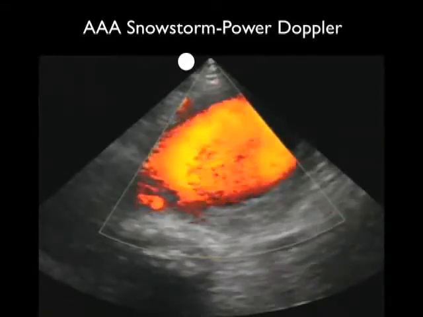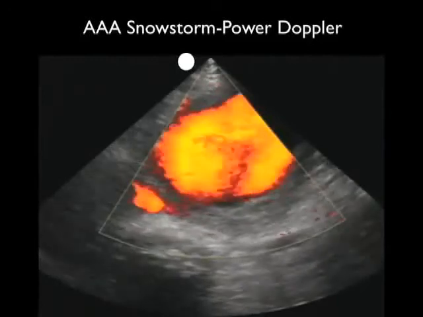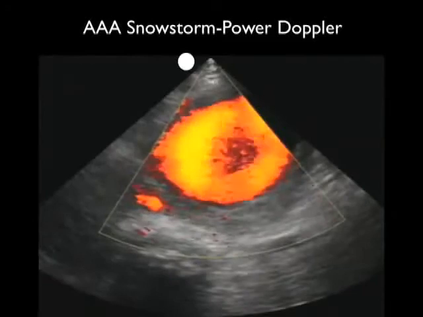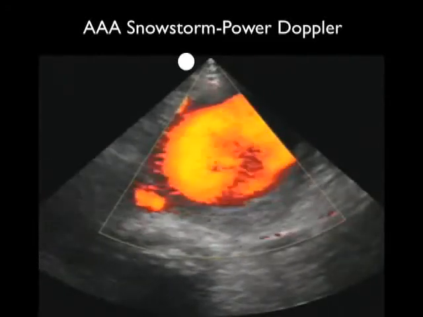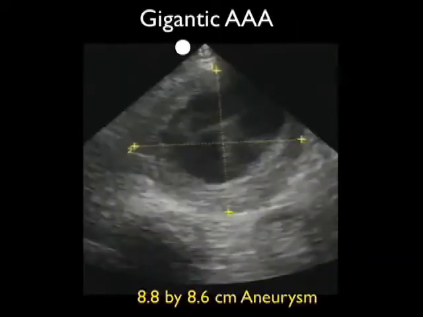AAA. Here we're putting color power Doppler down to again show that this is a vascular structure, and what's interesting is again we can see the chaotic flow of blood round and round within this AAA that contributes to the substantial burden of clot formation that occurs on a AAA. In the next image, we're going to measure this gigantic abdominal aortic aneurysm in the short axis orientation, and we measure from outer wall to outer wall. We get a measurement of 8.8 by 8.6 centimeters. So this patient went directly to the operating room and had successful placement of a stent.